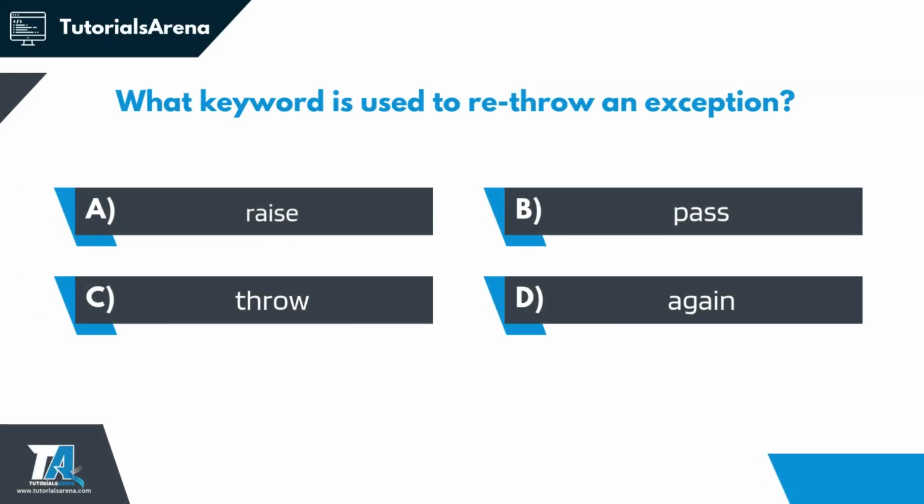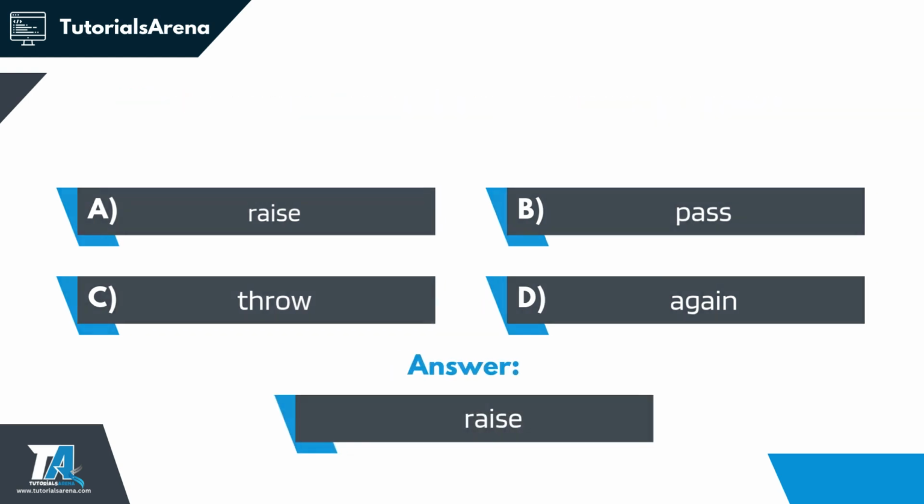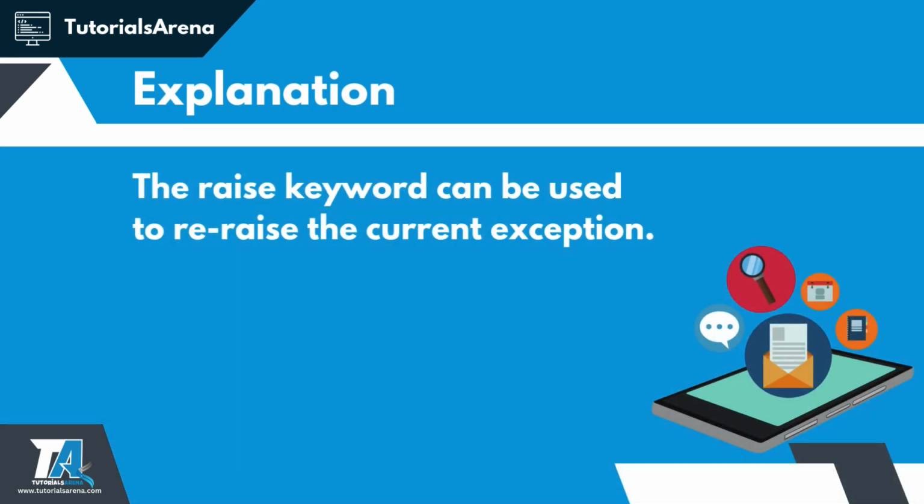What keyword is used to rethrow an exception? The correct option is option A, raise. The raise keyword can be used to re-raise the current exception.